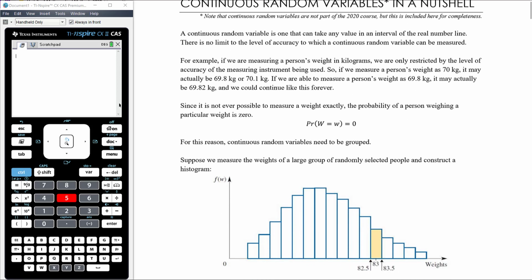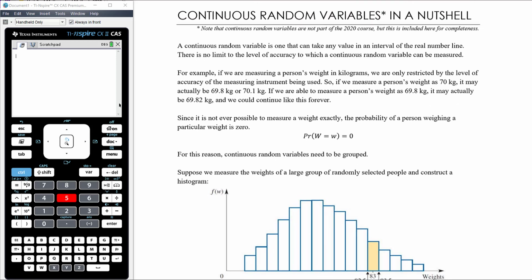Okay, so a continuous random variable is one that can take any value in an interval of the real number line. So there's no limit to the level of accuracy to which a continuous random variable can be measured. This is the difference between discrete data versus continuous data. Discrete data can only take particular values, usually whole number values would be most common, but that's not always the case. Whereas continuous data can be measured to any level of accuracy. In fact, the only restriction is the accuracy of your measuring instrument.